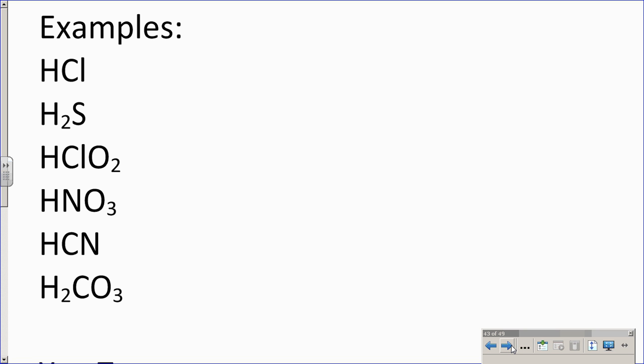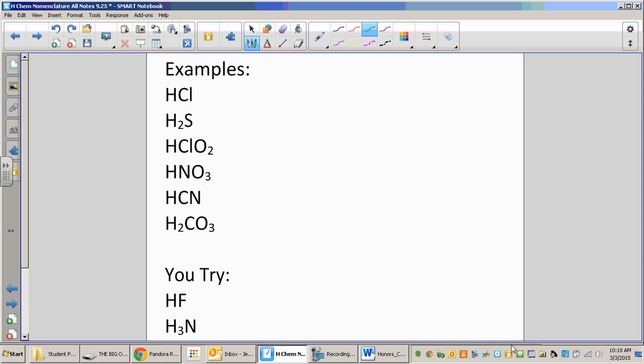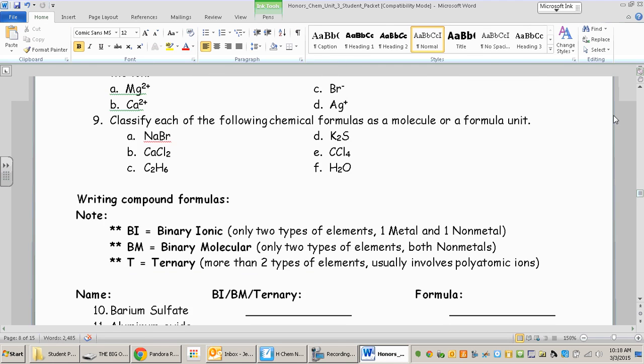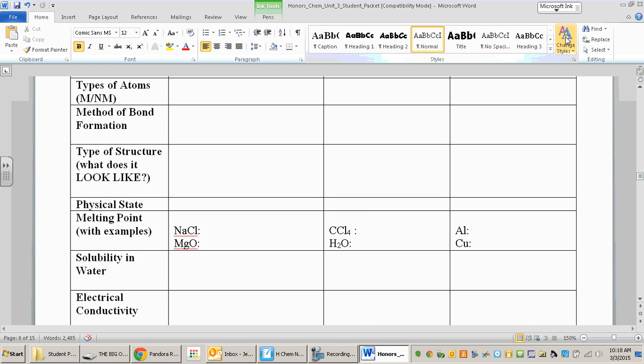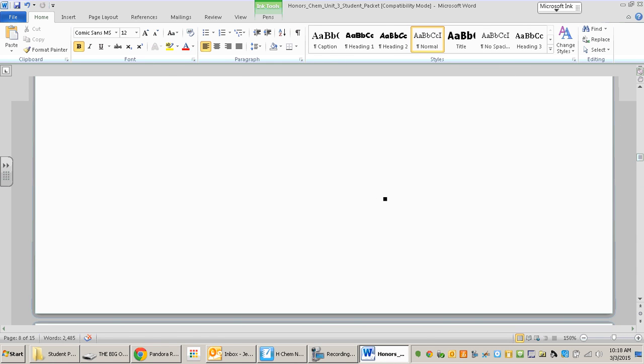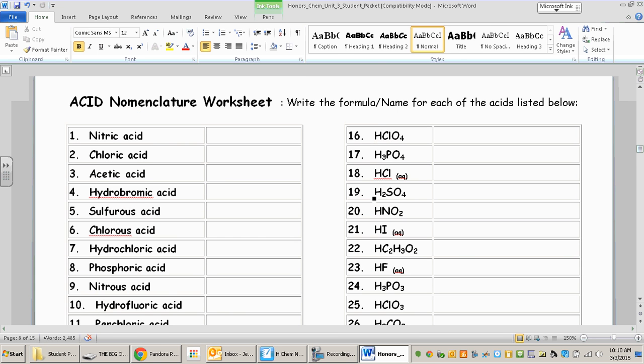I'll just do the ones on your paper then, so we can kind of kill two birds with one stone. Let me pull back up my problem set. Okay, so let's do the ones on your paper so we can do both of them. All right, here's what you have. Let's go with these first, the 16 through blank.